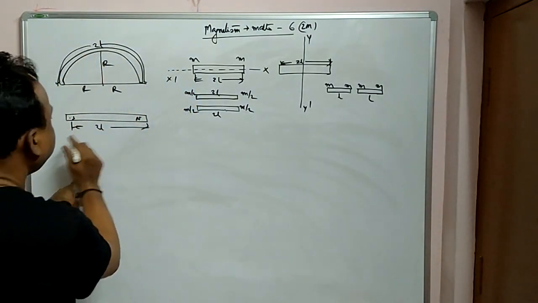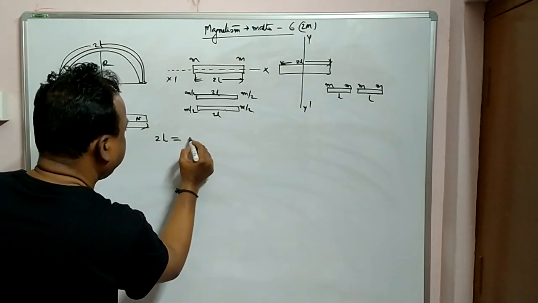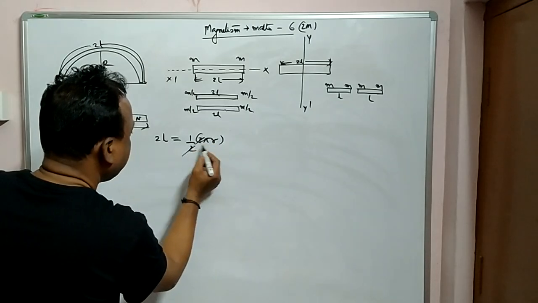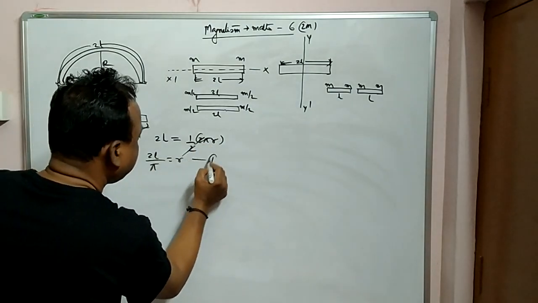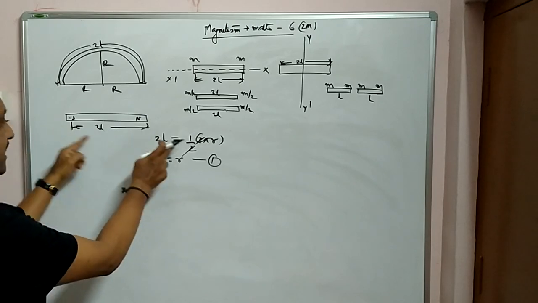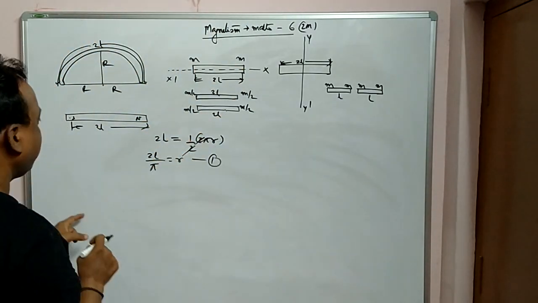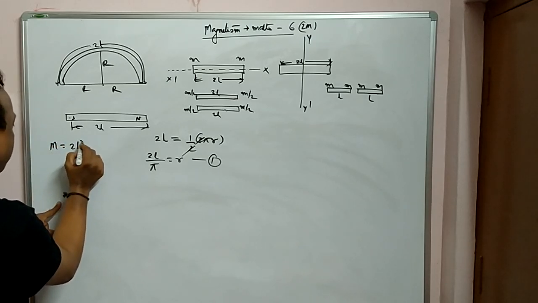Now what happened to the length? The length of the magnet has become equal to the half perimeter of the semicircle, pi r. That means 2L by pi is equal to r. This length of the magnet has become equal to the semicircle, half perimeter. Now we already know the magnetic moment formula, 2L into m.